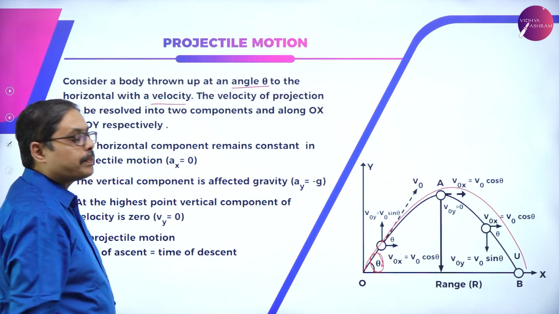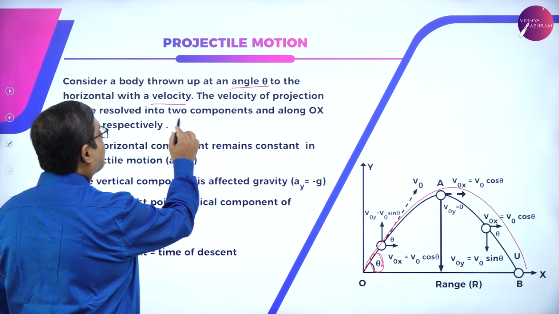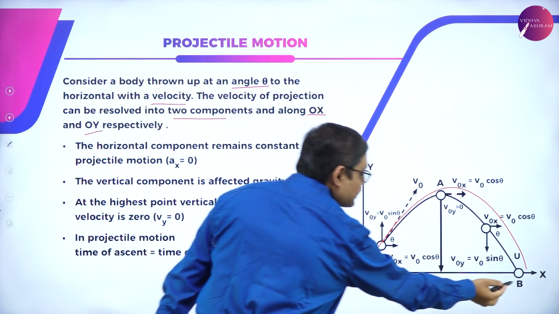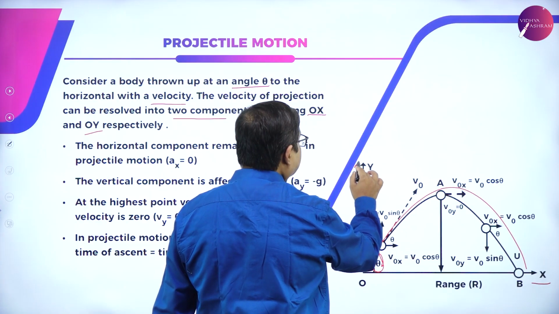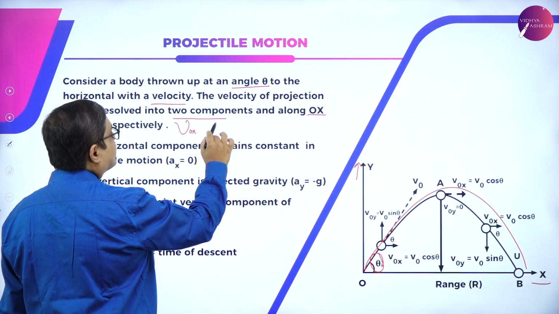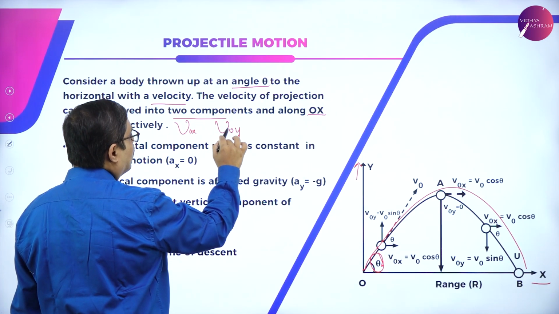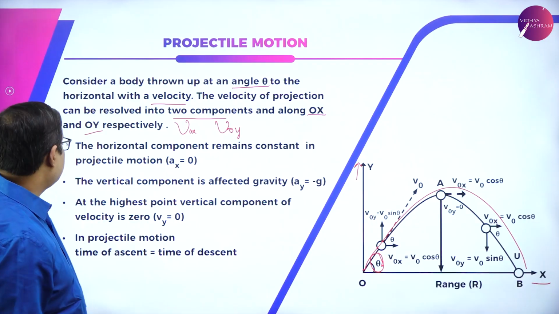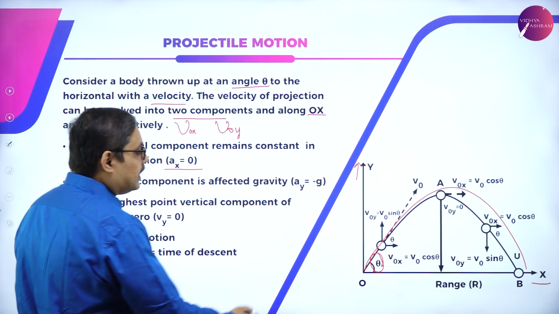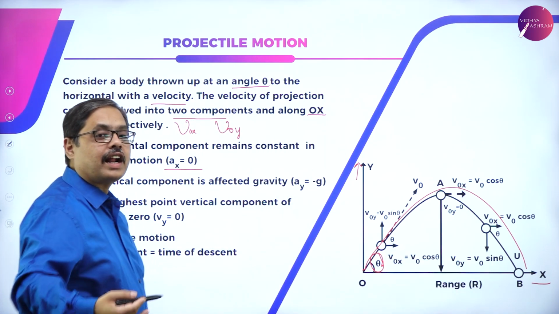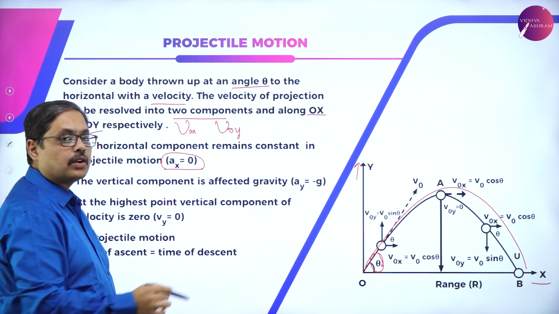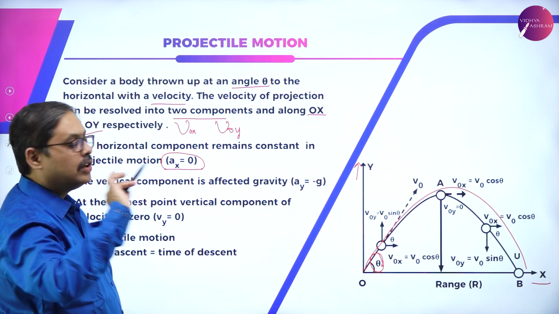The velocity of projection can be resolved into two components along the OX line and along the OY line, or along the x-axis and along the y-axis. So we have velocities V0x along the x-axis and V0y along the y-axis. In this condition, the horizontal component of acceleration remains constant. In the horizontal direction, there is no effect of gravity. So the acceleration remains constant, or Ax is equal to 0. No change in direction, no change in velocity.